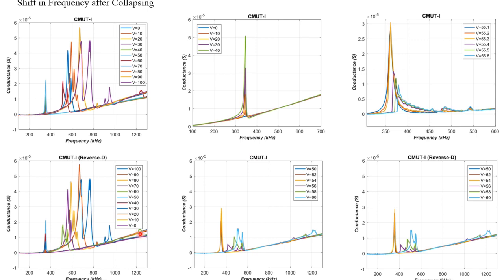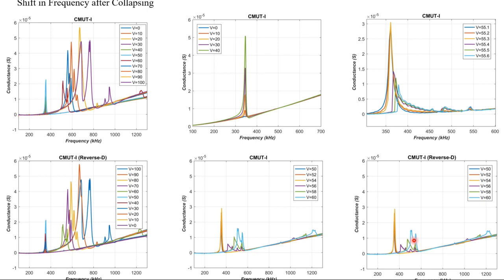What happens in this region? There are some finer step sizes: 50 volts, 52 volts, 54 volts. The difference is not 10 volts, it's 2 volts. So it decreases, and then this is a snapback region, where you can see the conductance is decreasing and then the frequency starts shifting. So at 60 volts, it collapses. But you can see it collapses before 60 volts, because the frequency starts shifting towards the right. There is no spring softening. There is a frequency shift because of collapse over here. And this is also collapsed.